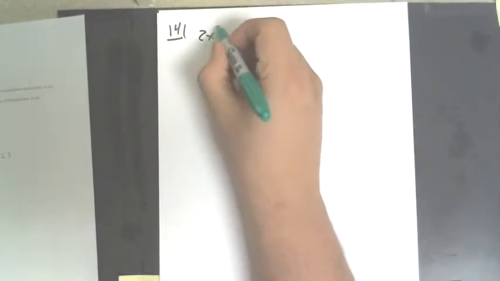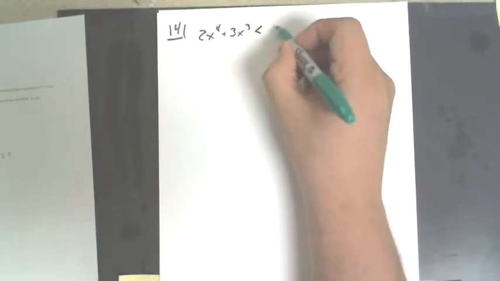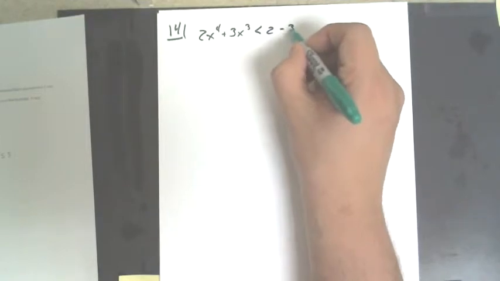Okay, the last one. Here we go. These should hopefully actually be fairly quick. So, number 14, let me turn that off. You've got 2x to the fourth plus 3x to the third. You want to say, when is that less than 2 minus 3x?